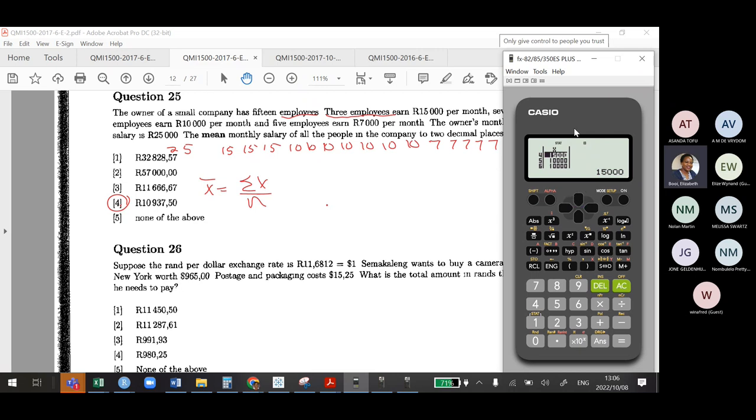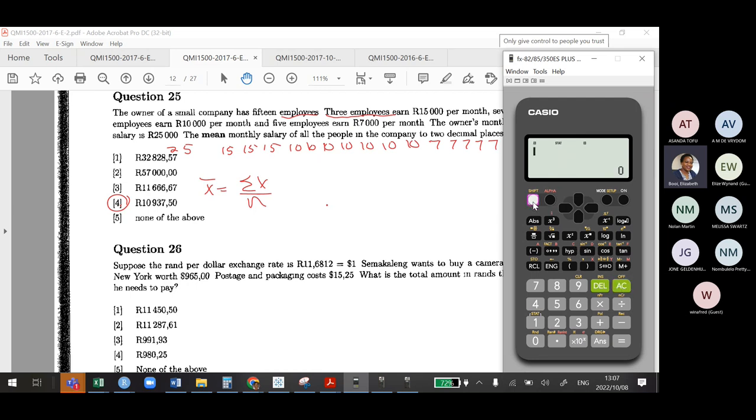1, 2, 3, 4, 5, 6, 7. So I need to have 7 of them. So 15, 1, 2, 3, 4, 5, 6. I need one more. 7. And then 5 7,000s, and the last 7,000. And I can double check: 1, 2, 3, 4, 5, 6, 7. 15, and 25. So I've captured all of them, and then I go to AC.